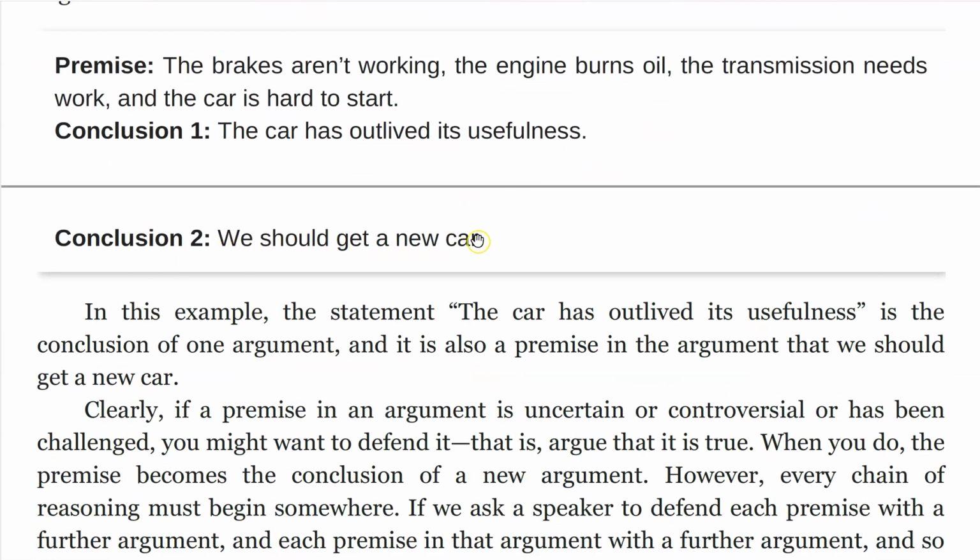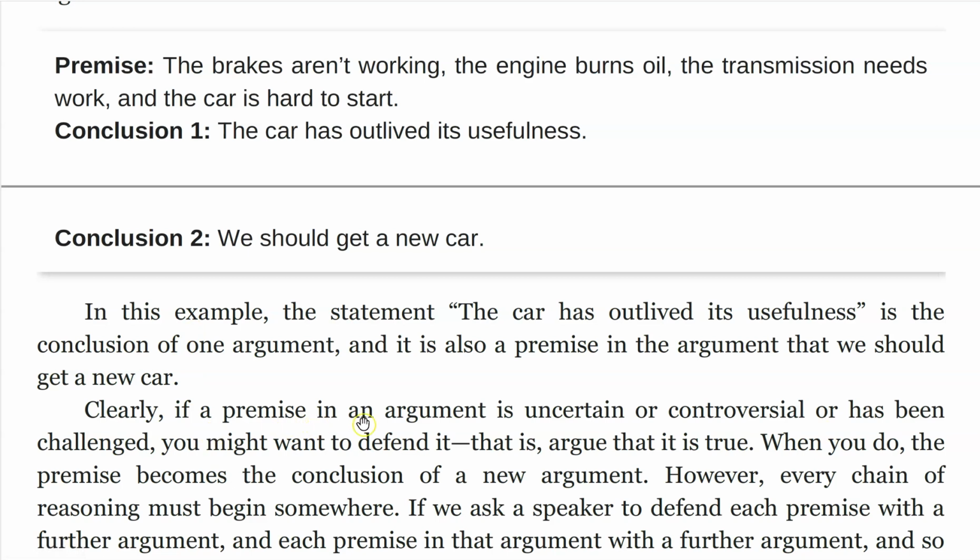Conclusion 2: we should get a new car, right? In this example, the statement "the car has outlived its usefulness" is the conclusion of one argument, and it is also the premise in the argument that we should get a new car. But we have two separate arguments here. I hope everyone can see that.